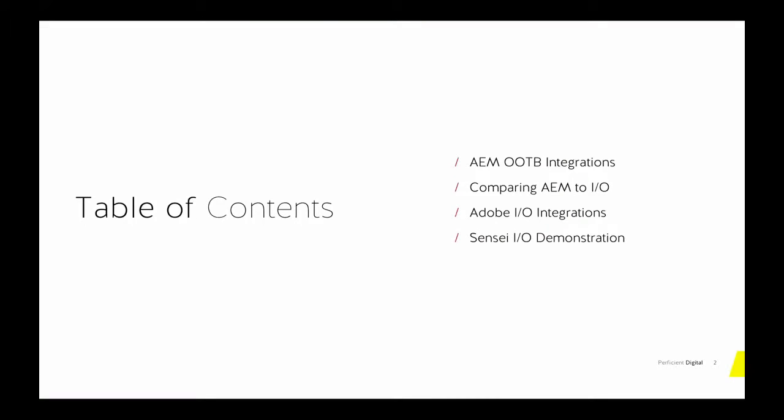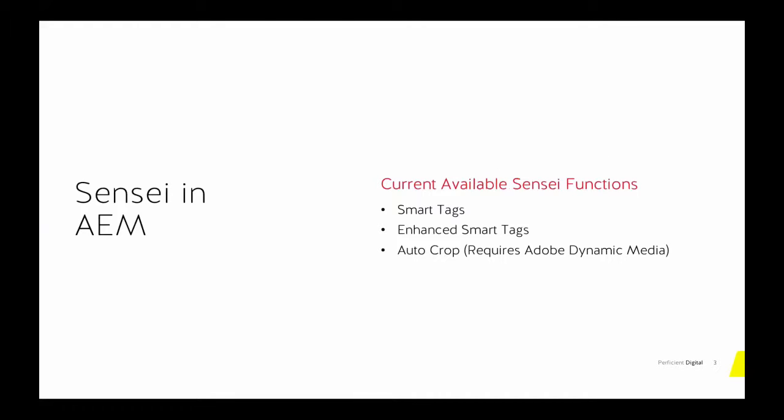So I wanted to talk a little bit about what's available in Adobe Experience Manager out of the box, compare AEM and I/O, and you'll see that those are actually somewhat different. Then walk through the different I/O integrations, and do a demonstration. I'll demonstrate auto tagging in AEM as well as Sensei I/O. And please feel free to chime in if you've got any questions.